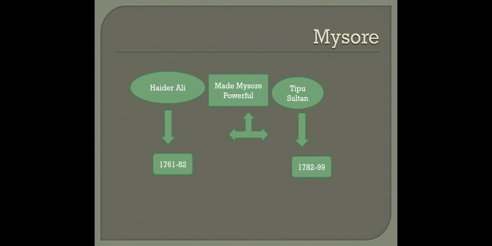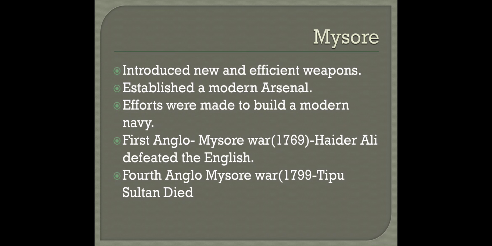The third one is Mysore. Now Mysore, Hyder Ali and Tipu Sultan, they made a lot of effort to make Mysore powerful. Hyder Ali ruled from 1761 to 82, and Tipu Sultan ruled from 1782 to 99. Now they took various measures to actually make Mysore a powerful state. You know, Tipu Sultan, we all know that he is known as the tiger of Mysore, right?